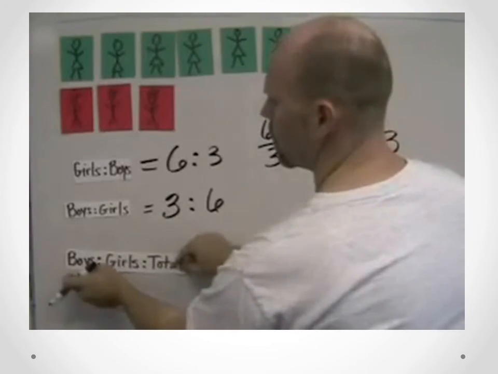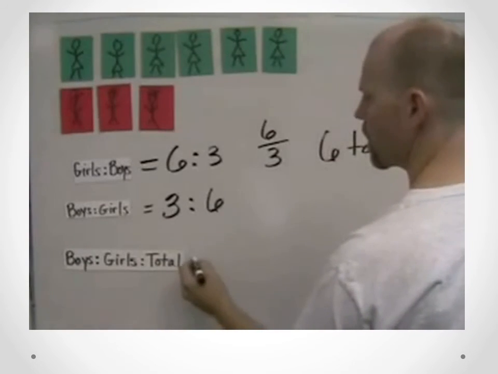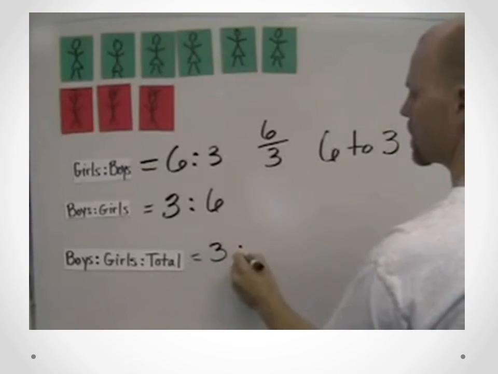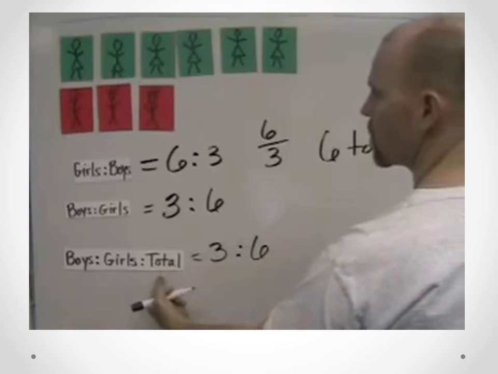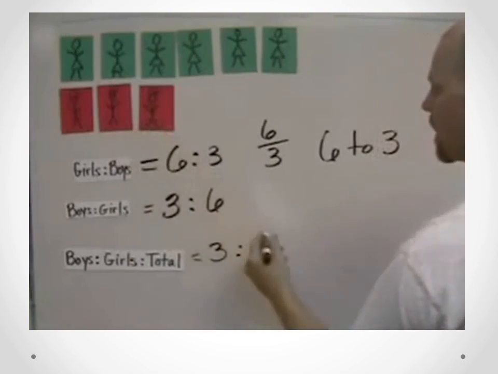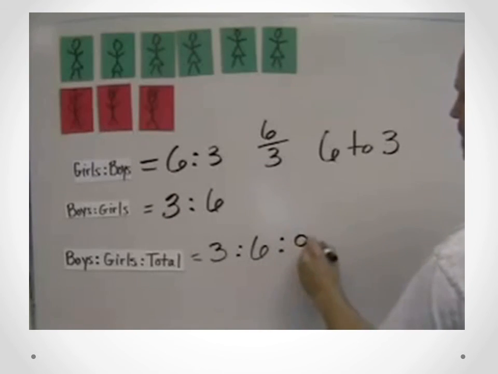And if I wanted to know the ratio of boys to girls to total, well, how many boys are there? There are 3 boys. How many girls are there? There are 6 girls. And what's the total? 1, 2, 3, 4, 5, 6, 7, 8, 9. The ratio is 3 to 6 to 9.